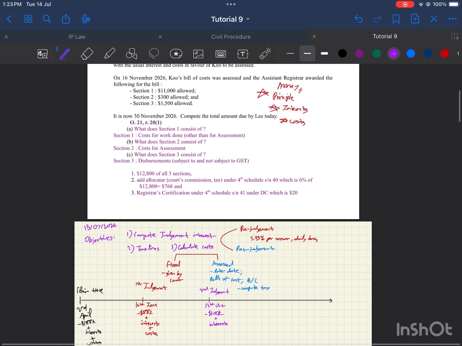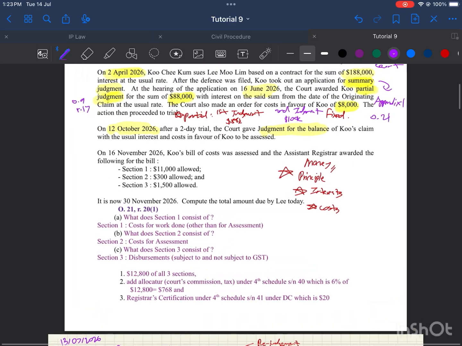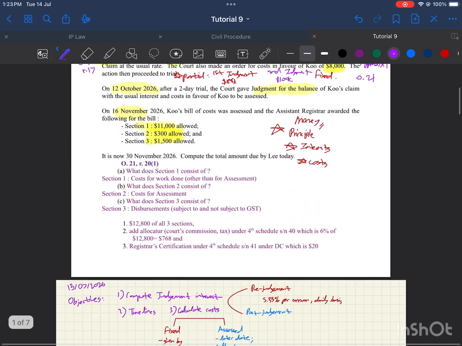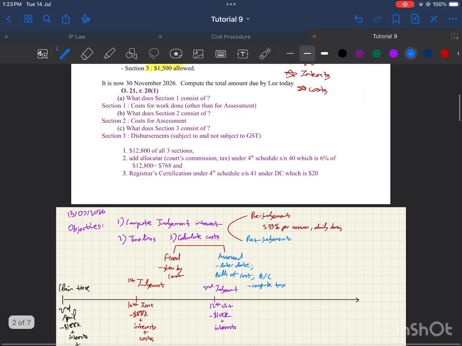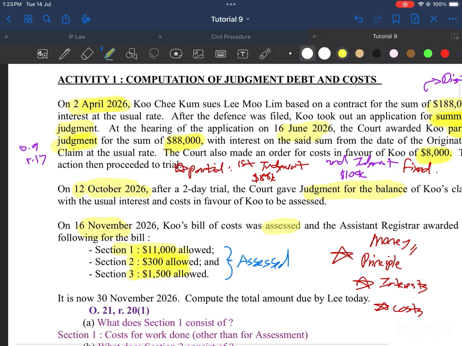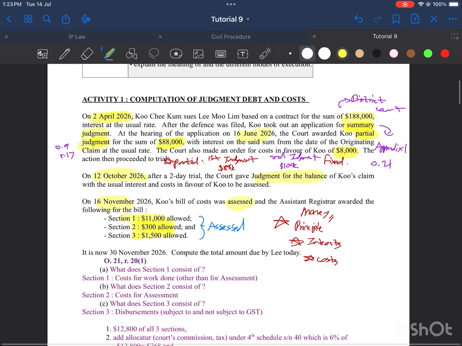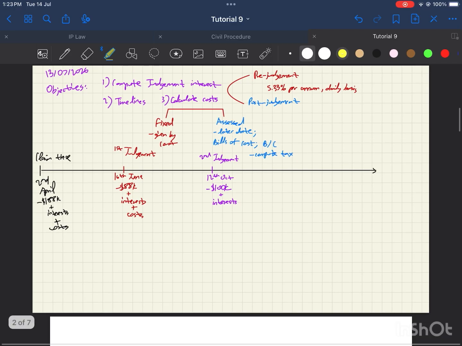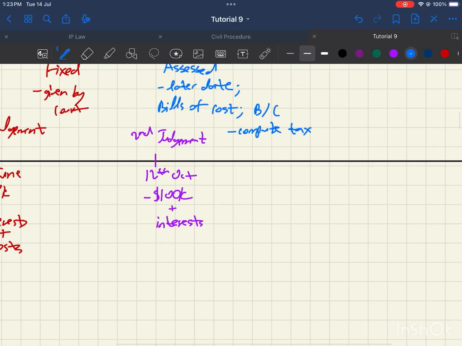And at this stage, we can actually calculate interest. Now, cost is kind of interesting because as you can see here, the cost is only given on 16 November, right? And this is your bill of cost. And what kind of costs are these? That's right. They are your assessed costs. Why? Because the question used the word assess, and assess refers to a later date when you assess the cost.